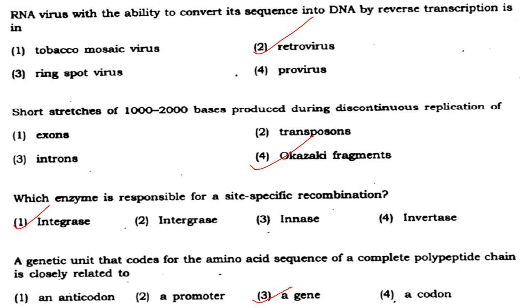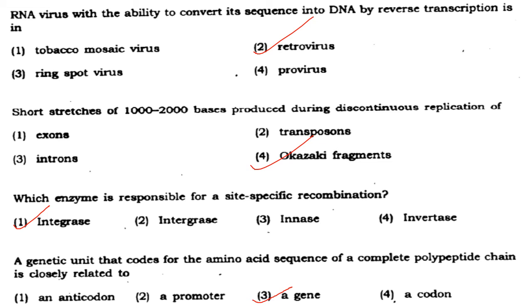RNA virus with the ability to convert its sequence into DNA by reverse transcription is: option 1, Tobacco mosaic virus; option 2, retrovirus; option 3, ring spot virus; option 4, provirus. Answer is option 2, retrovirus.